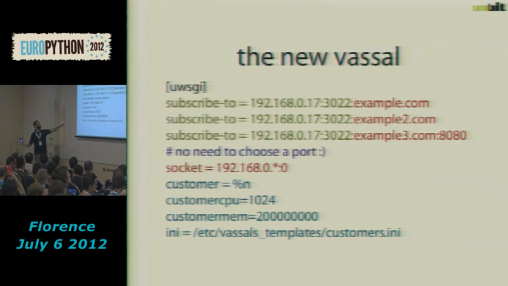Another magic is that %n that will be mapped to the name of the basal file without the extension. So if you call that file customer1.ini, you can reuse that file for another series of your customers.